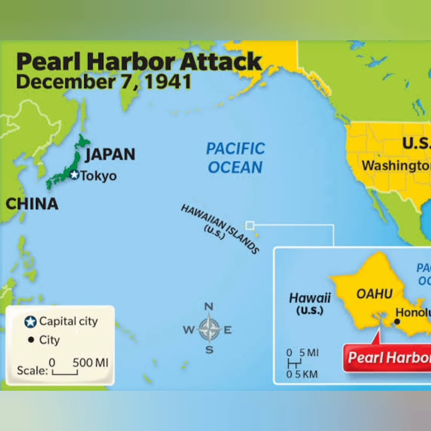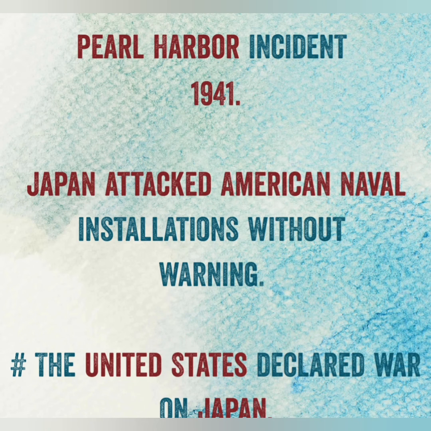Let's see about the Pearl Harbor incident. This is a very important question, so please listen carefully. In December 1941, Japan attacked American naval installations in Pearl Harbor, Hawaii without warning. Many battleships were destroyed. The United States declared war on Japan, with Britain and China also joining in. So this incident brought the United States with its enormous resources into the war as a part of the Allies.